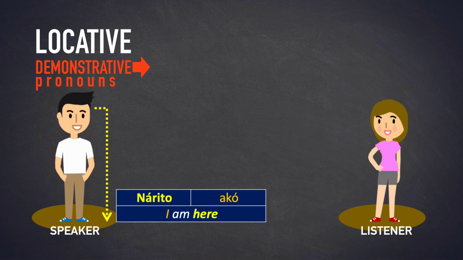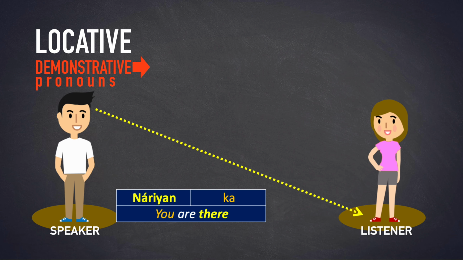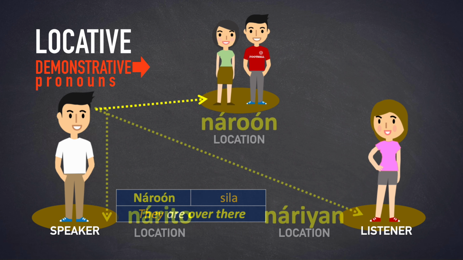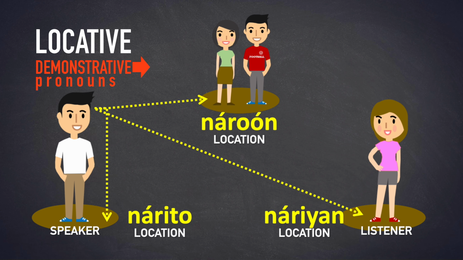Let's take a look. Narito ako. I am here. Nariyan ka. You are there. Naroon sila. They are over there. Locative pronouns point out to the location of the subject or object of the sentence.